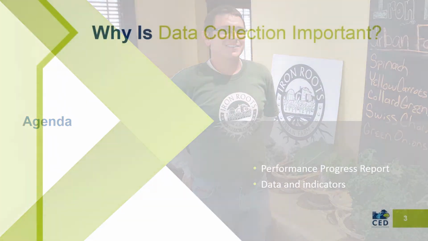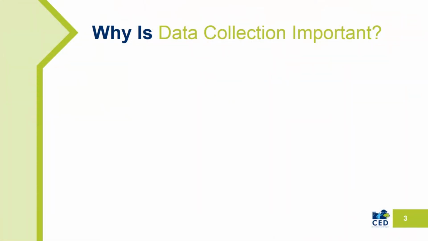All CED grantees are expected to track data on jobs and businesses throughout the course of their projects and report progress through the Performance Progress Report, also known as the PPR. The PPR is due semi-annually, and it is submitted online through the Online Data Collection System, also known as OLDC.